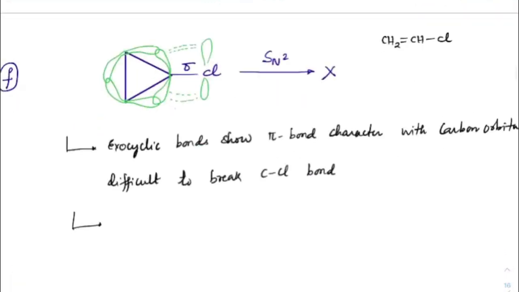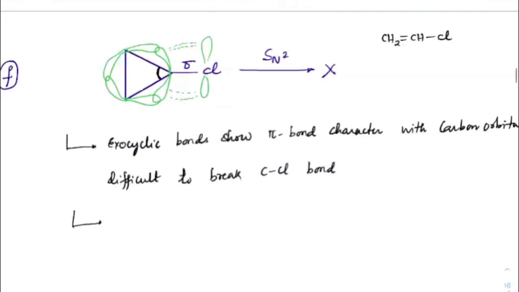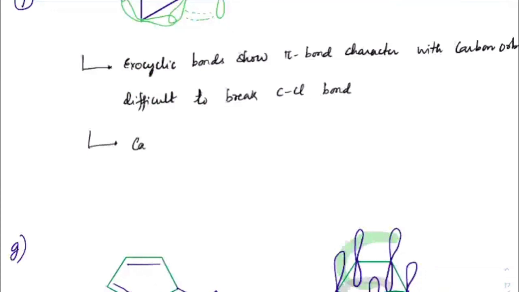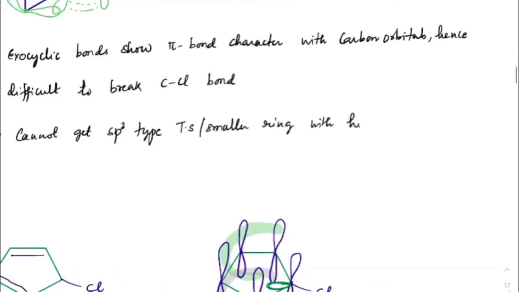The second reason is it cannot get a transition state, right? Because if it has to get a transition state, this already has a bond angle strain, with an angle of 60 degrees here, which is supposed to be 109 degrees, correct? But if it has to go through a transition state using SN2 reaction, definitely it has to come up to 120 degrees, which is not possible, right? So that is another reason. So it cannot get an sp2 type transition state, as it is a smaller ring with high bond angle strain.